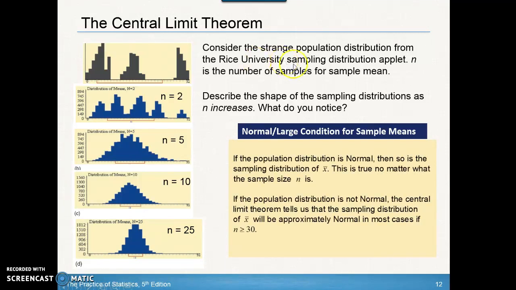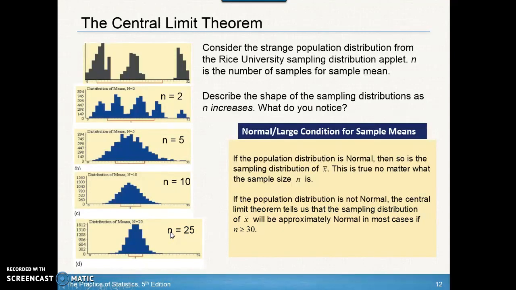Okay, so if the population distribution is normal, then so is the sampling distribution of sample means. This doesn't matter how big the sample size is. So if I took samples of size 2 and the population was normal, then the sampling distribution is also going to be normal. If the population distribution is not normal, the central limit theorem tells us that the sampling distribution of x bar, or sample means, will be approximately normal in most cases if your sample sizes are greater than or equal to 30.